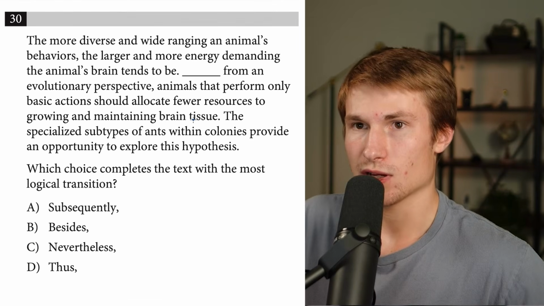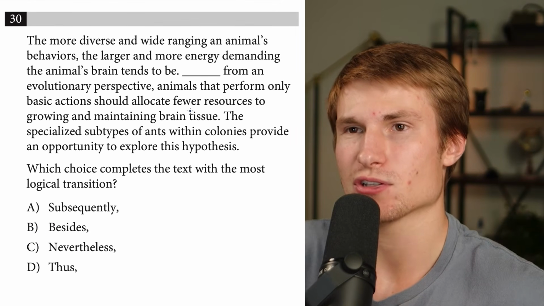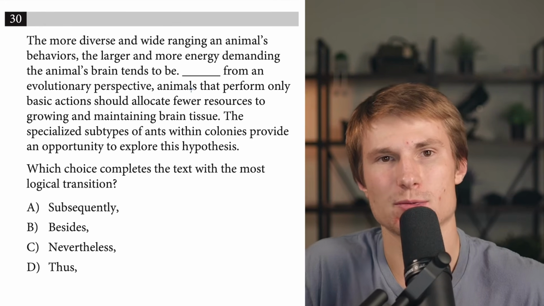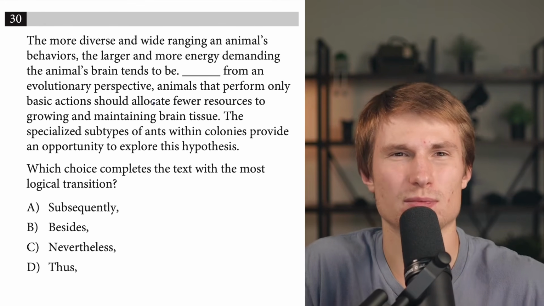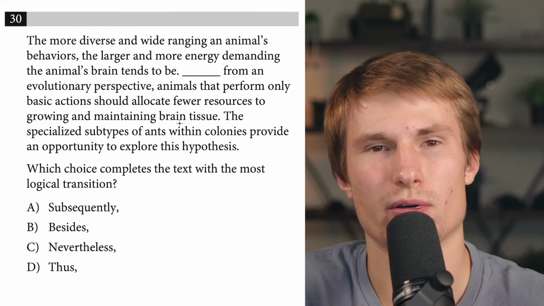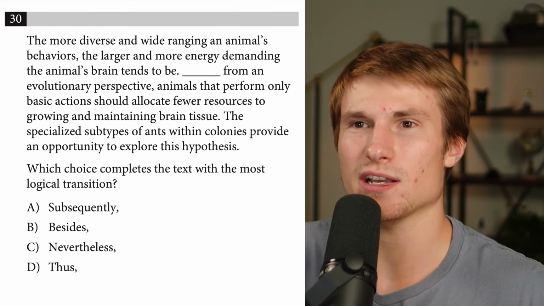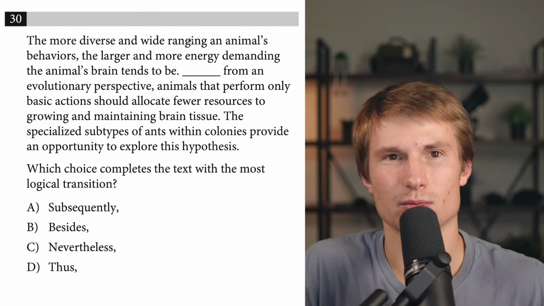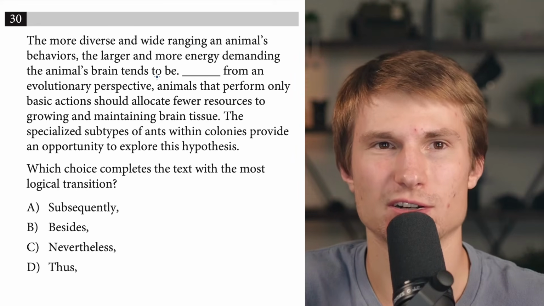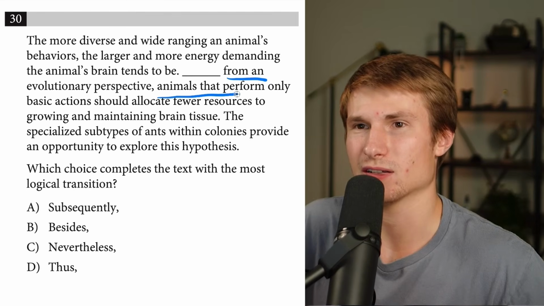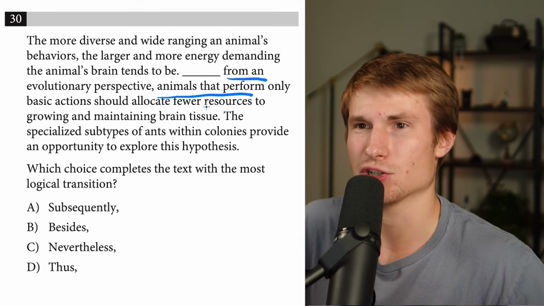D. Question 30. The more diverse and wide-ranging an animal's behaviors, the larger and more energy demanding the animal's brain tends to be. Blank, from an evolutionary perspective, animals that perform only basic actions should allocate fewer resources to growing and maintaining brain tissue. The specialized subtypes of ants within colonies provide an opportunity to explore the hypothesis. Okay, so transitioning here, we start out with basically a statement, right? The more diverse and wide-ranging an animal's behaviors, the larger and more energy demanding the animal's brain tends to be. And then because of that, from an evolutionary perspective, animals that perform only basic actions should allocate fewer resources.